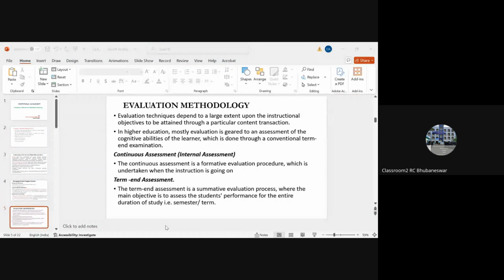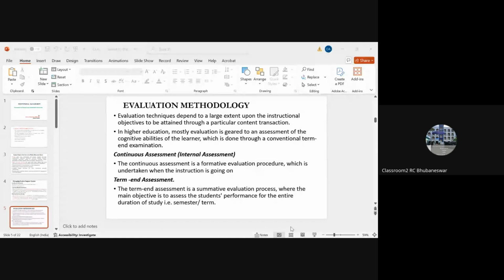Can you say what is the weightage for internal assessment? Anyone? What is the weightage of internal assessment? 30%. 30%, very good. That is assignment. You are submitting assignments. What is the weightage of term end? 70, sir. 70%. Good. 70%.